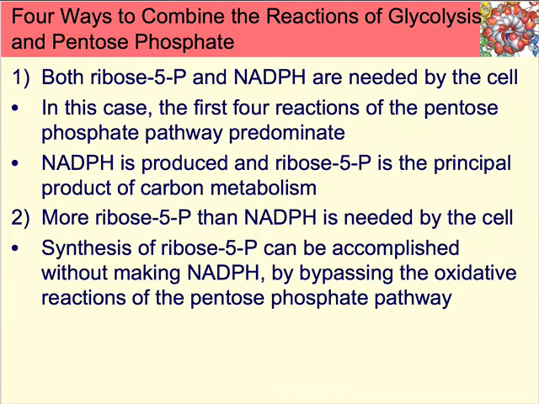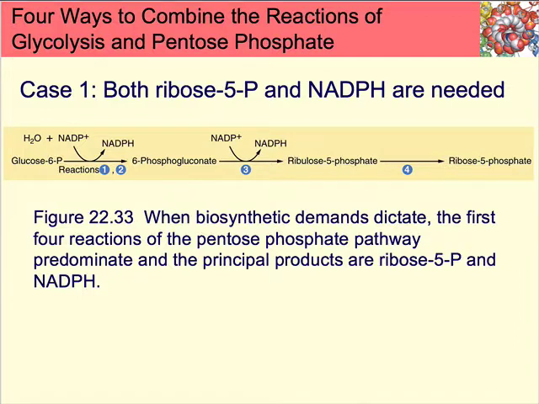NADPH is produced and ribose 5-phosphate is the principal product of carbon metabolism. On the other hand, if more ribose 5-phosphate than NADPH is needed by the cell, then synthesis of ribose 5-phosphate can be accomplished without making NADPH by bypassing the oxidative reactions of the pentose phosphate pathway. Here's case 1. If both ribose 5-phosphate and NADPH are needed, the first 4 reactions of the pentose phosphate pathway will predominate, and the principal products, as shown here, are ribose 5-phosphate and NADPH.